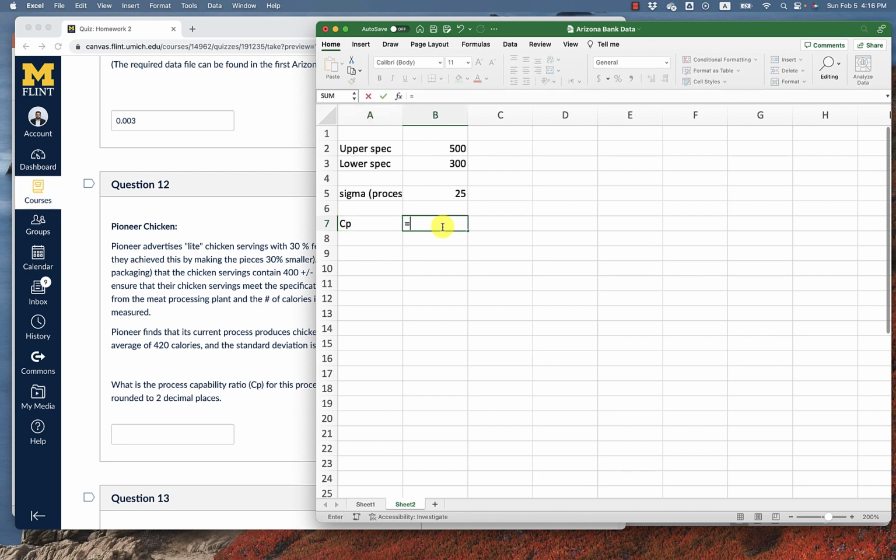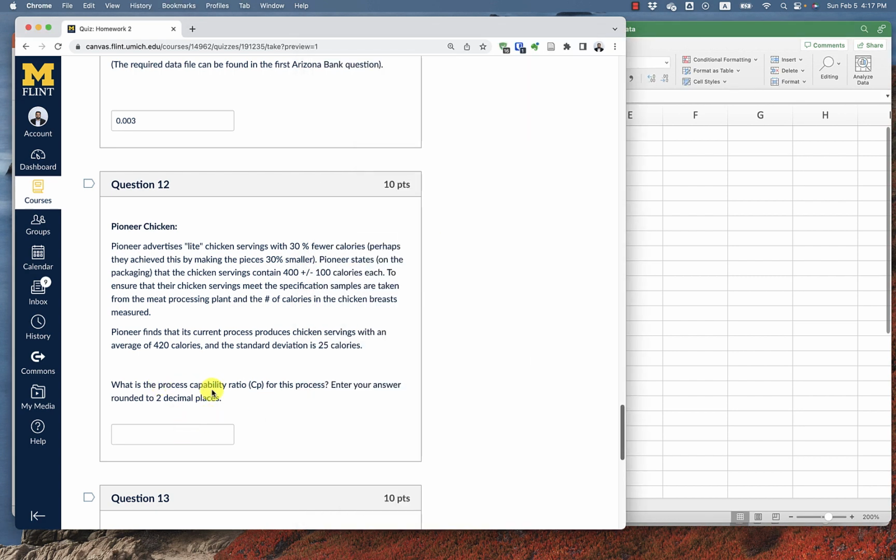We can find CP. CP is easy peasy: upper spec minus lower spec, divided by 6 times the standard deviation. A mistake students make is ignoring this bracket, and then this will divide the upper spec minus lower spec by 6, and then multiply the answer by B5. You don't want to multiply by 5, you want to divide by B5 as well. So the whole denominator has to be in brackets like this. And that's 1.33, and we need 2 decimal places, that's 1.33.